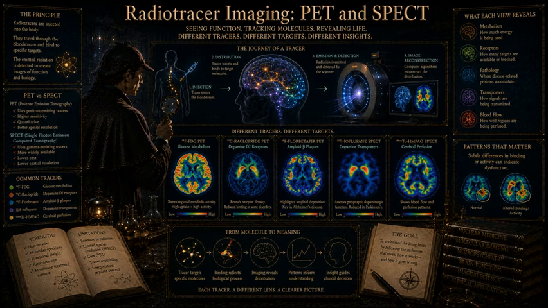Let's shift gears from dopamine to the other massive neurotransmitter system, serotonin. Major depressive disorder and the serotonergic system. We all know that SSRIs, selective serotonin reuptake inhibitors like Prozac or Zoloft, are the frontline treatment for depression. But what do the actual PET scans show about the serotonin receptors in a depressed brain?